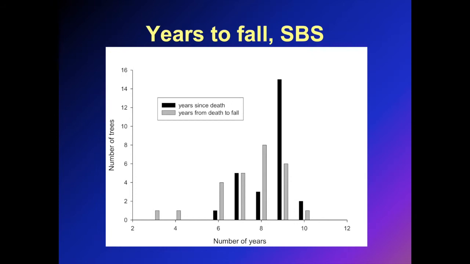So this graph shows the years since death. So that's the black bars, and the gray bars are the years to fall. So most of the trees that are included in this sample died between 7, 8, and 9 years ago. And tree fall doesn't really get going until year 6 post-mortality, but starts increasing around year 8.